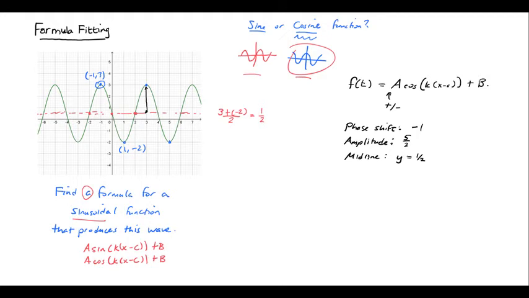All right. So I've got the phase shift, the amplitude, and the midline. Now I just need to find my period. Well, the period is going to be the distance horizontally between any two maxima. And in this case, that looks like it's going to be, let's see, this is the point 3, 3. So it looks like this is a period of 4. So now I just need to take all this information and turn it into parameters for this function.